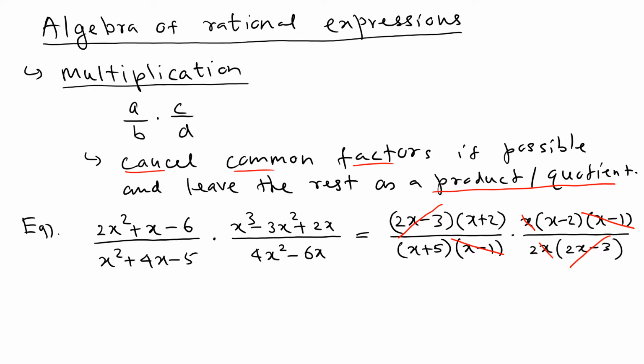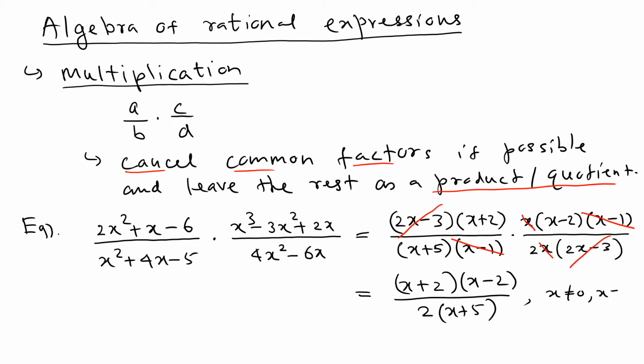Now what we can do is write the rest. From the top, you're going to get x plus 4, x plus 2 and x minus 2. So x plus 2 and x minus 2 from the top. From the bottom, you can see that you're going to get 2 times x plus 5. And this is only valid for the terms that you cancel out when they are not equal to 0. So that means x cannot be equal to 0, x cannot be equal to 1, and also x cannot be equal to 3 halves. So this is only valid when x is not equal to any of those numbers.